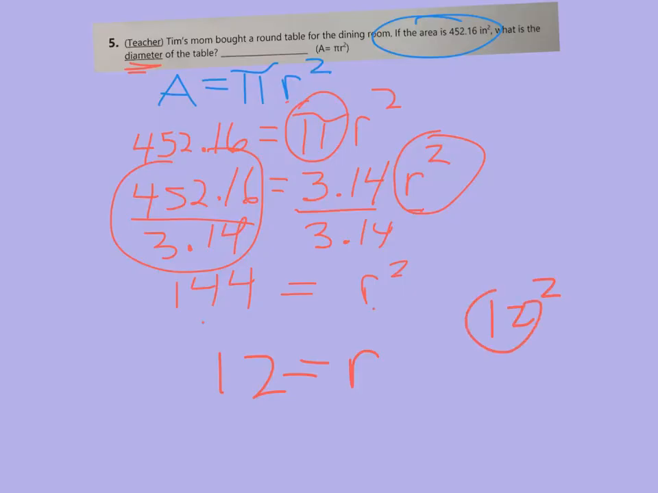So now, we haven't finished the problem yet. We need the diameter. But I know if the radius is 12, then the diameter would equal 24. We just double that. And our answer would be 24 inches for the diameter.